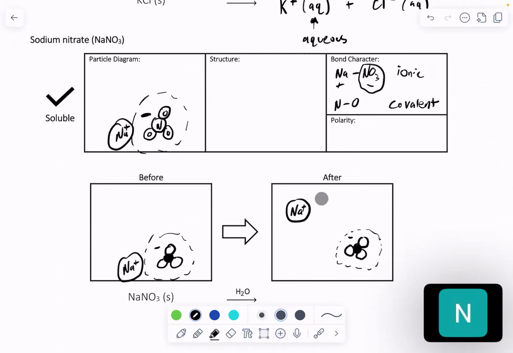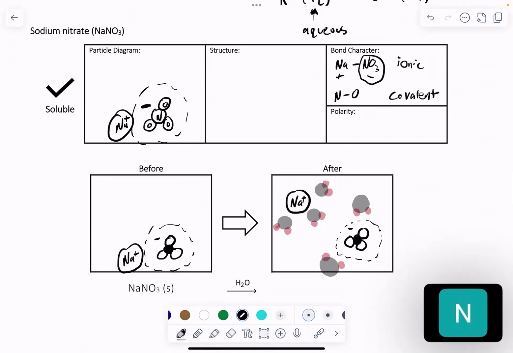The oxygen side of my water is partially negative, so I'm going to predict that my oxygens would be attracted to the sodium. So I'm just setting a few of them up. There's 3 water particles. Go ahead and fill my hydrogens in. The oxygen is always facing that sodium. On the other hand, the hydrogen side of this particle is going to be partially positive. So if I add a couple more waters in, the hydrogen side of these waters is going to be facing that fully negative nitrate.